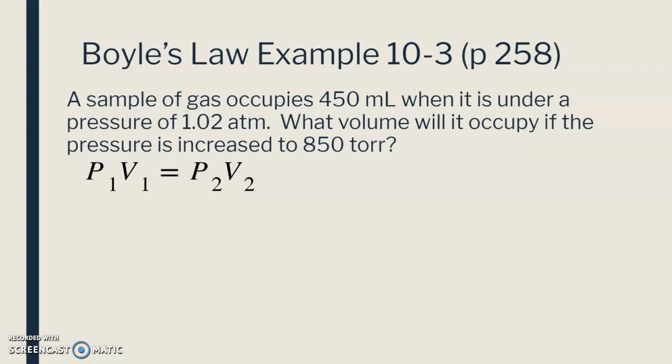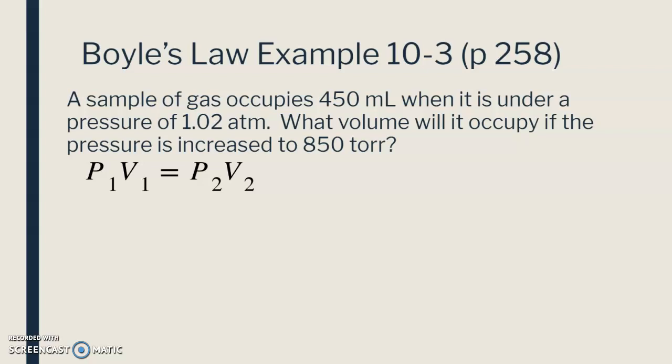So let's look at an example problem. We have a gas that has a volume of 450 mL. It is under a pressure of 1.02 atmosphere. What will the volume be if you increase that pressure to 850 torr? All right, and because I know I'm doing Boyle's Law, that's usually my starting point. Which equation do I need? Well, Boyle's Law, that's the only one that I've shown you so far, so that kind of makes sense.